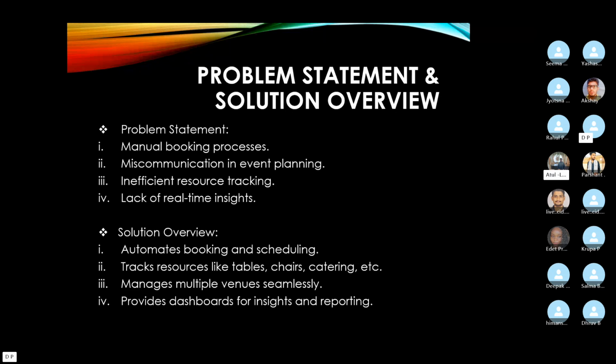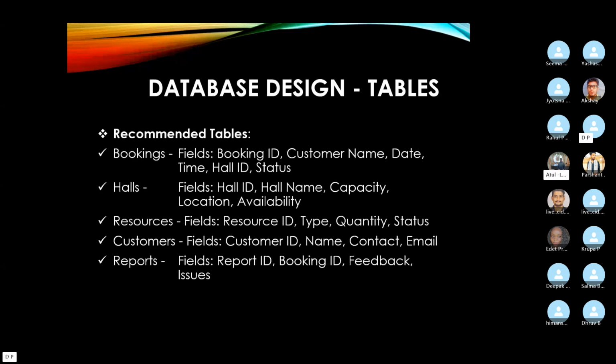I have a question here. How will you track the resources like table, chair, and catering? Are you using any field here, or what type of field is it? For the table particularly, it will come into the decor part in the hall, and it will be numbered, so we can easily track it, like table number one.